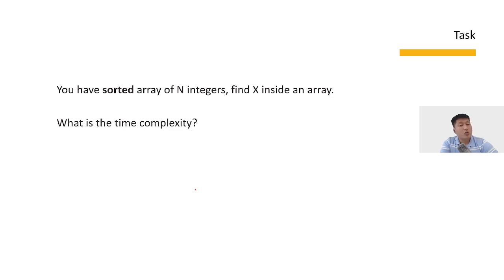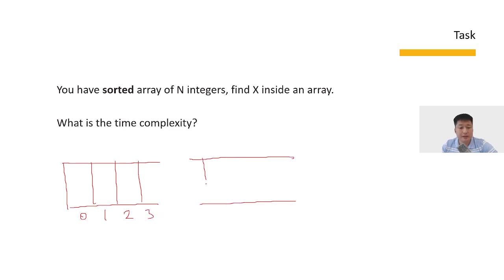Okay, now we have a sorted array, guys. Now we have a sorted array of integers, not just an array, but a sorted one. And again, we have to find the x, okay? Let's assume we have this kind of array now. This is the middle of the array. And let's say this is the end of the array, okay?